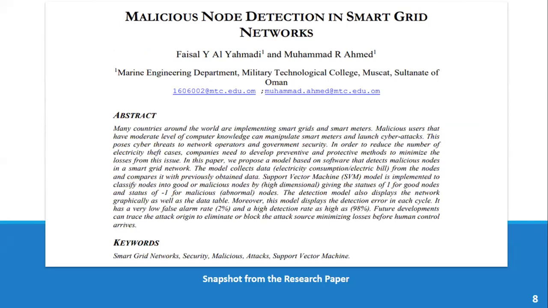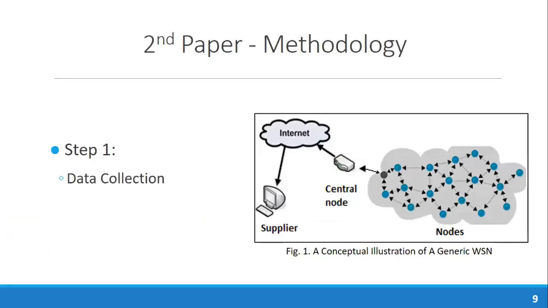In this paper, our objective was to propose, and we have successfully proposed, an SVM model-based software that detects malicious attacks in smart grid networks. The model works by collecting data from smart meters, which in later slides I will refer to as nodes, and compares it with the data that we have set previously in the software. In order to understand the paper's methodology, I broke down the system operation into 3 vital steps. The first step is obtaining data from the nodes, or smart meters.